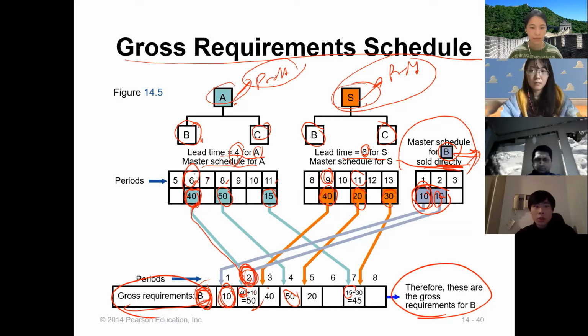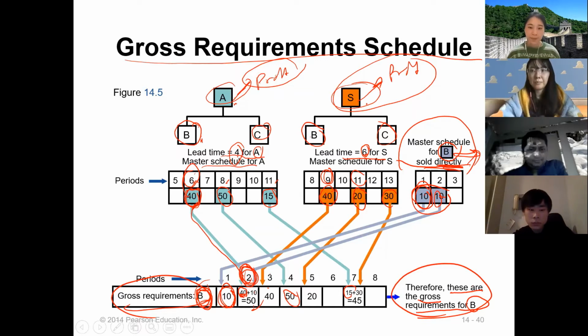Okay. It's only B. You're not talking about the component C. You're talking about B. So we require 10 at week 1. We require 40 plus 10 at week 2. We require 40 at week 3 because of the lead time. So therefore, these are the gross requirements for B. Total is a total requirement for all the products as well as the spare parts. But the computer can handle this and total up the gross requirements.